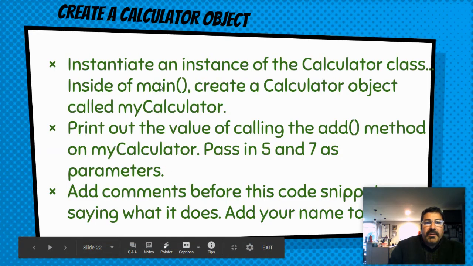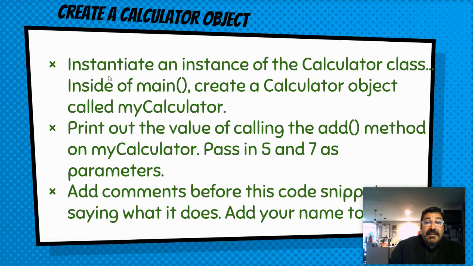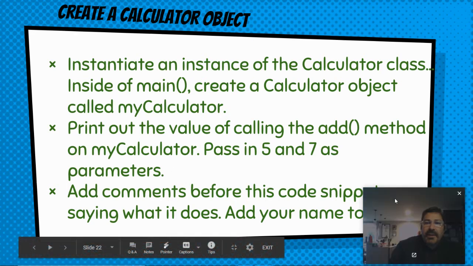Okay, so now we need to instantiate an instance of the calculator class, which means that we're going to go inside the main method. We're going to create a calculator object, and we're going to stash it in a variable called myCalculator. Okay, and we're going to use it to print out the value of calling the add method on my calculator. We're going to pass in 5 and 7 as parameters, and then we're going to add some comments before that.